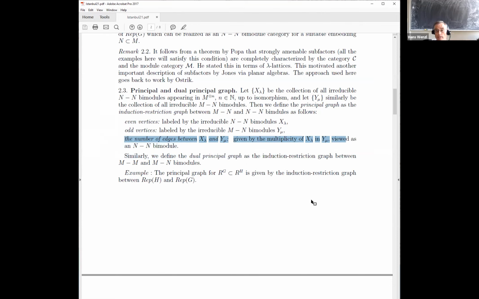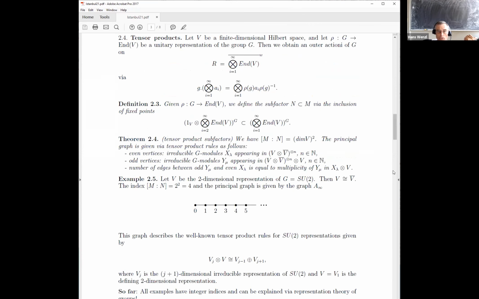So it's basically just an induction-restriction graph, which you have seen in representation theory with respect to a group and a subgroup. One can also define a dual principal graph, but we won't bother with this here. As an example, if you take the first example I already mentioned, the group and subgroup, and you play this game with the bimodules, you get back the induction-restriction graph between the subgroup and the group. All right, so this is one class of examples.